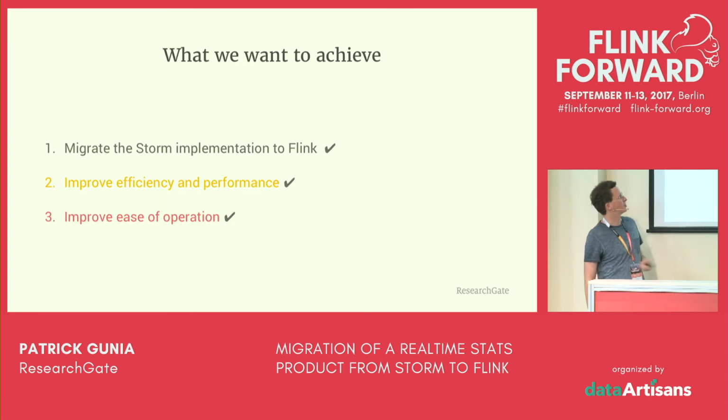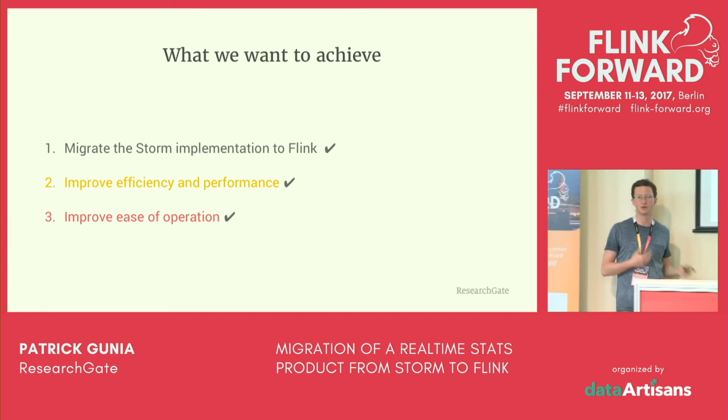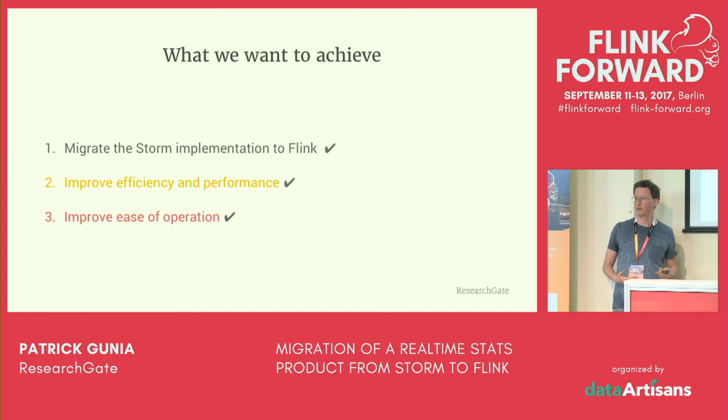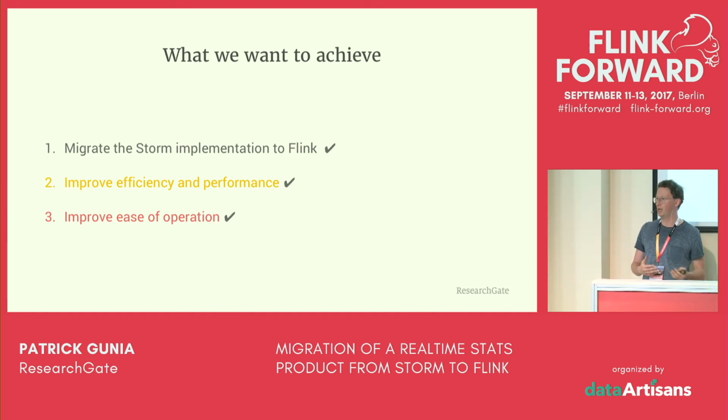So let's take a look at the achievements and what we wanted to have. So we made it, we migrated Storm to Flink. We also increased the efficiency and performance of our overall platform by using a pre-aggregation window. And then we found a way to not only update day counters in an idempotent way, but also this open window all-time counters in a way that we can perform updates on a counter that's a moving target, actually.